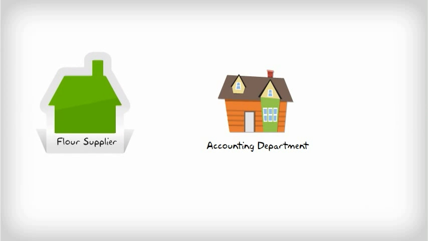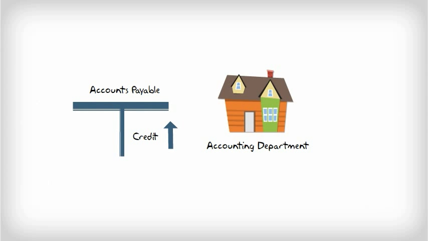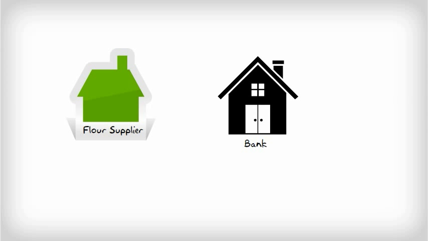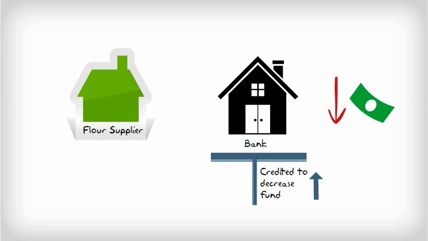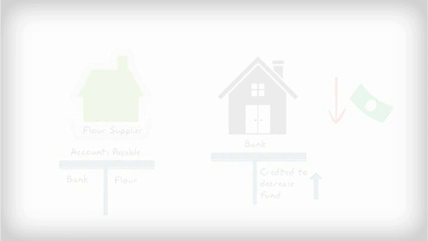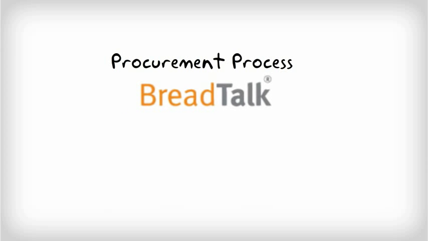The accounting department will credit the accounts payable account to indicate that the flour received is bought on credit. When the flour supplier deposits the check, the bank account of BreadTalk will be credited. The accounting department will then balance off the accounts payable account as BreadTalk no longer owes any payment to the flour supplier. That's the procurement process that BreadTalk will go through for every purchase made.